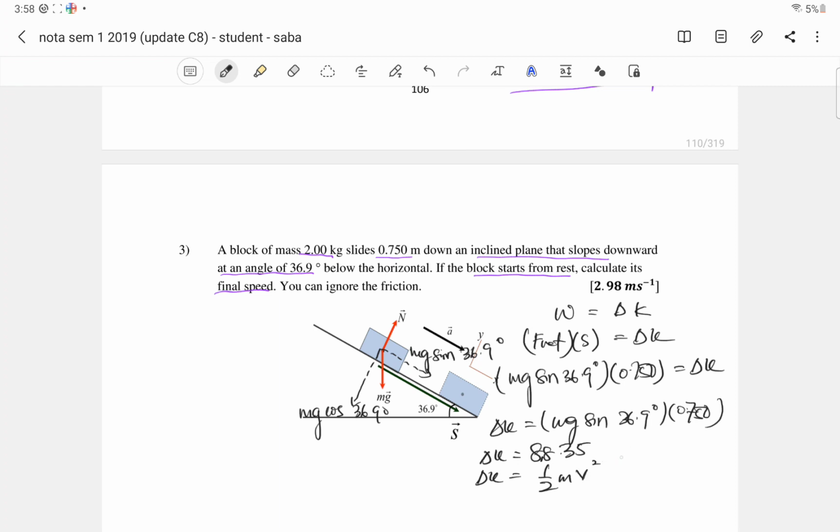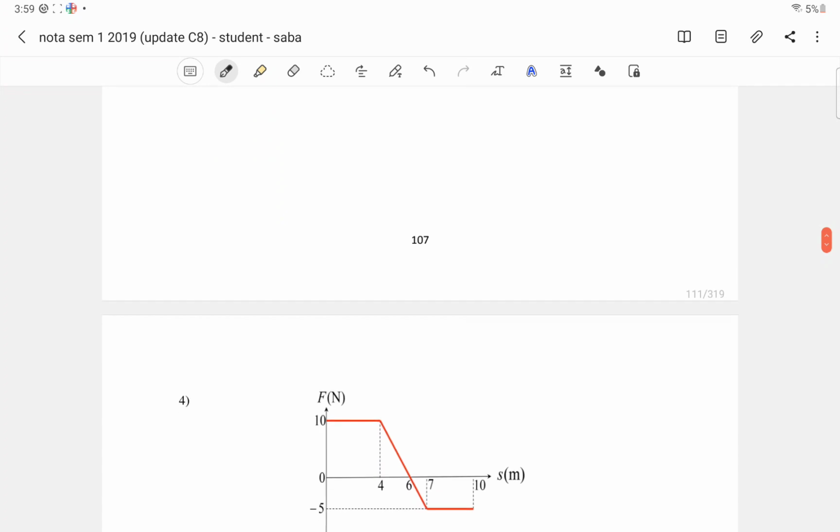Equal to 8.835. Okay, saya tak tolak dengan u lah sebab dia kata start from rest kan. Okay, so kita nak cari v ke? Okay, nak cari v. So your v equal to 2.97 meter per second. Okay, so settle number 3 and then we go to number 4.